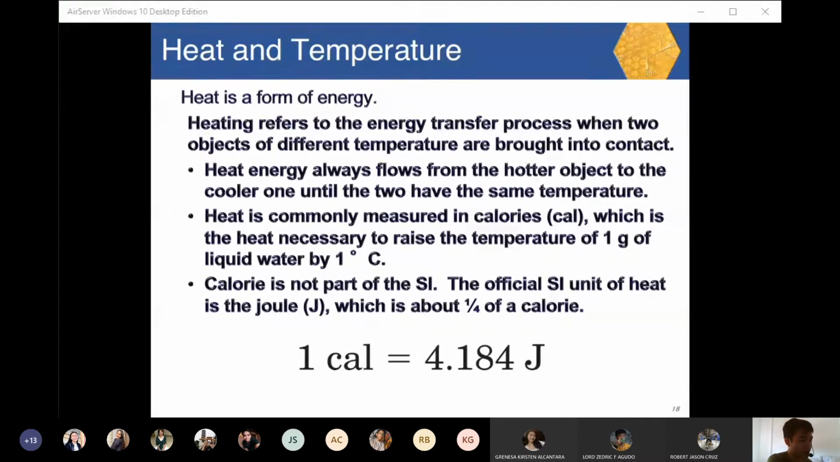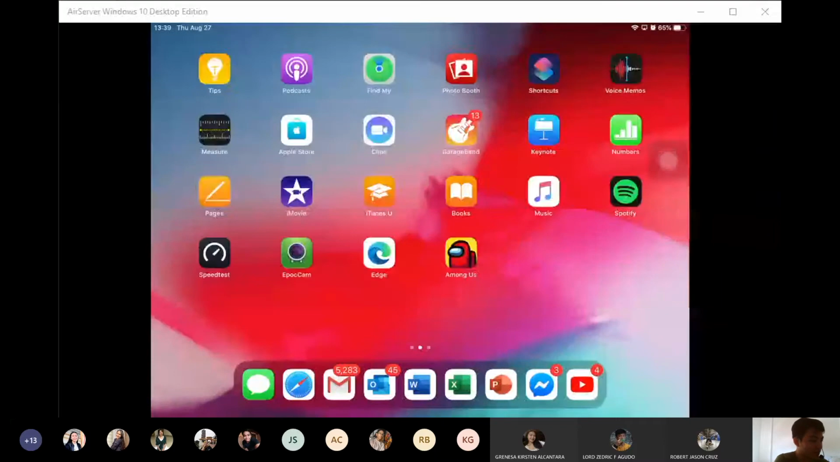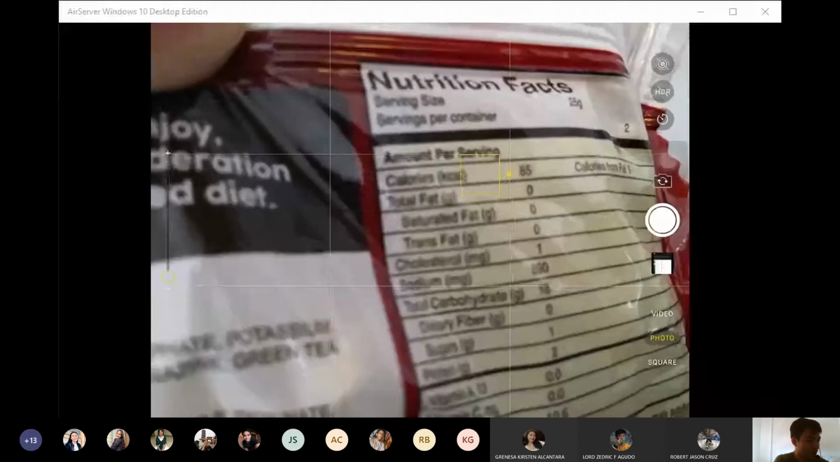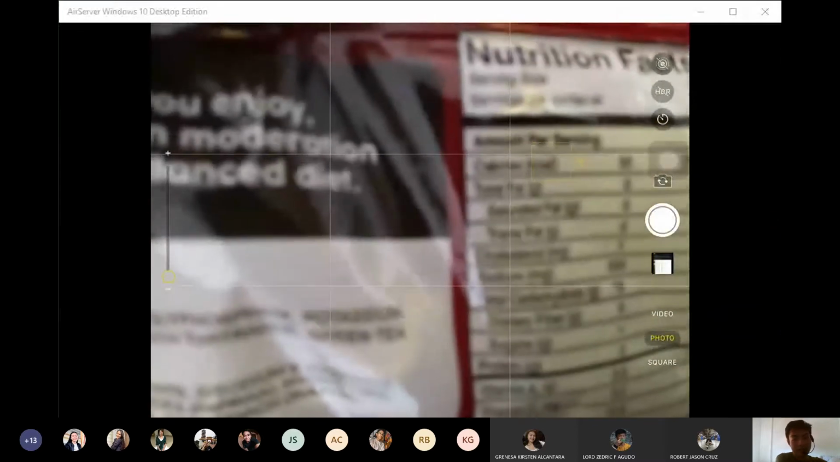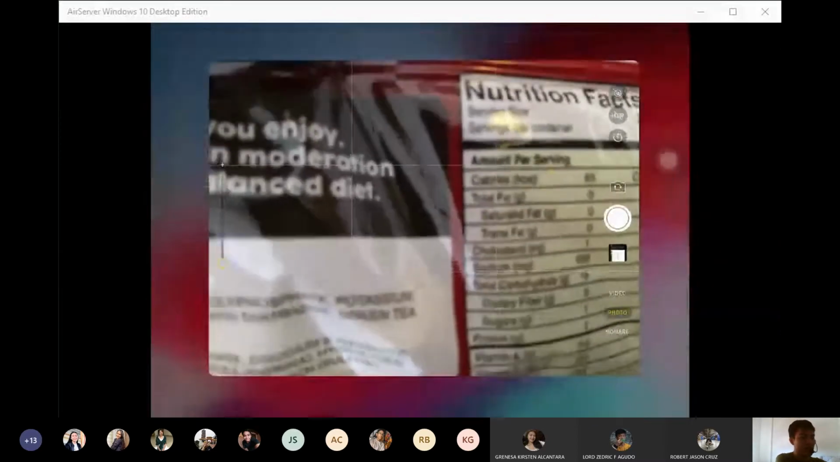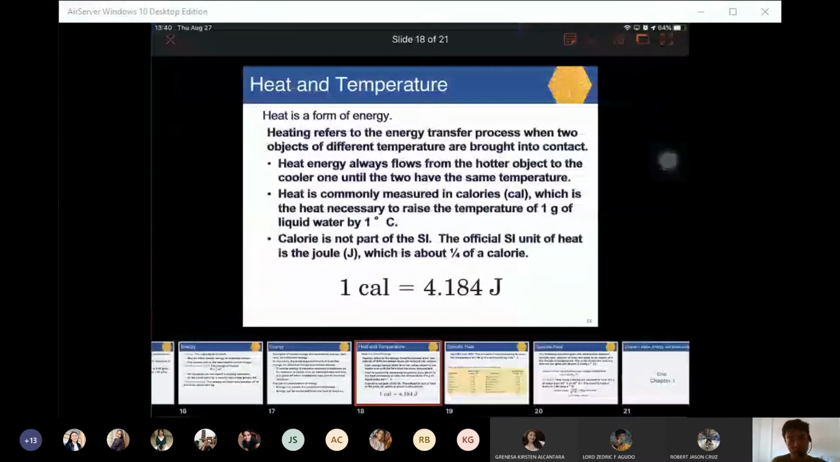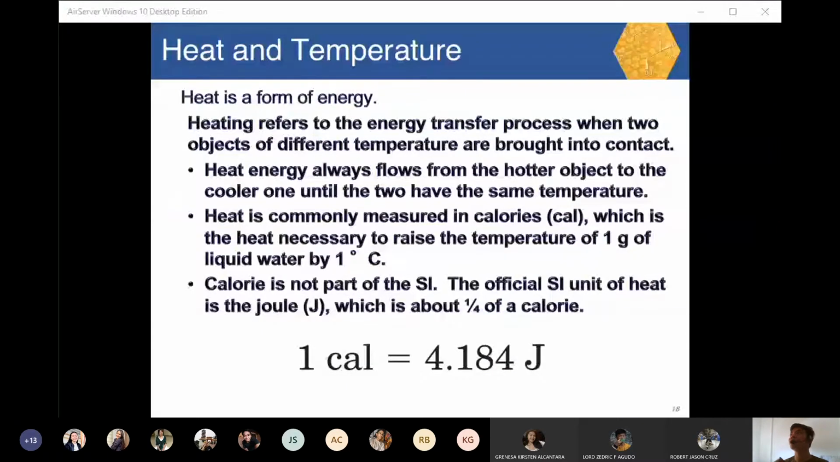Okay, pakita ko sa screen, no? Ayan, so pakita natin. Sabi dyan, amount per serving, 85 kilocalories. So, ano meaning lang nung 85 kilocalories na yun? That is the energy that I can acquire from eating Lucky Me, no? Bukod sa sakit sa bato, no? So, yan yung idea.